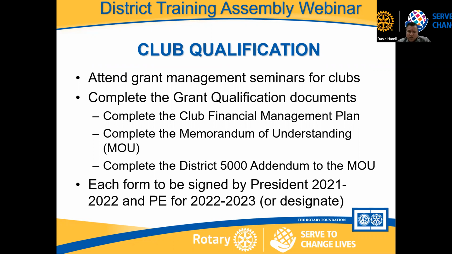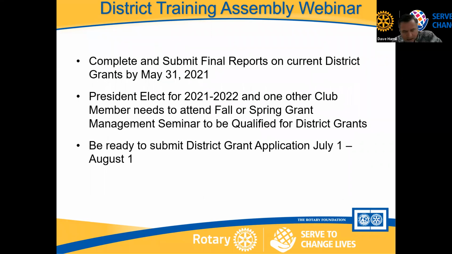Each of those forms should be signed by your president-elect or president in 2021-22. And if you can, get your president-elect designate to also sign those. It's not mandatory. It's actually not even mandatory to have the president-elect, but they do need to have a proxy. We do need 2 club members to attend, and if possible, the president-elect or president for next year sign those documents.